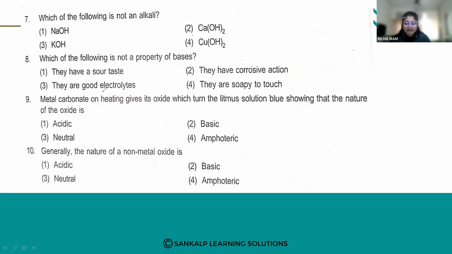Metal carbonate on heating gives its oxide, which turns the litmus solution blue, showing that the nature of the oxide is: first one acidic, second one basic, third one neutral, fourth one amphoteric. Yes, students, try to answer.